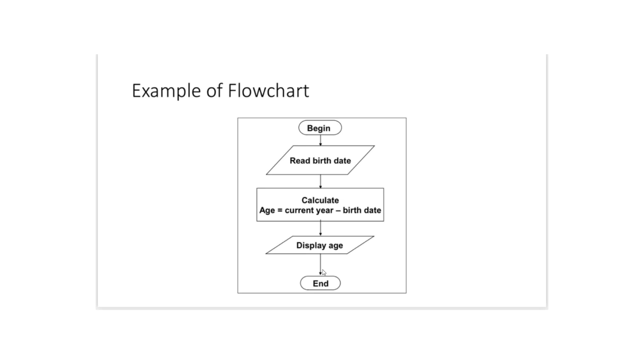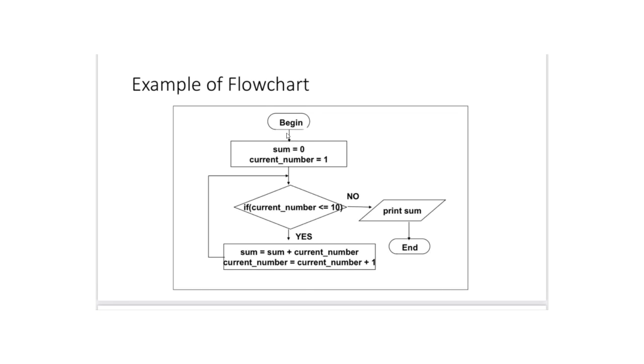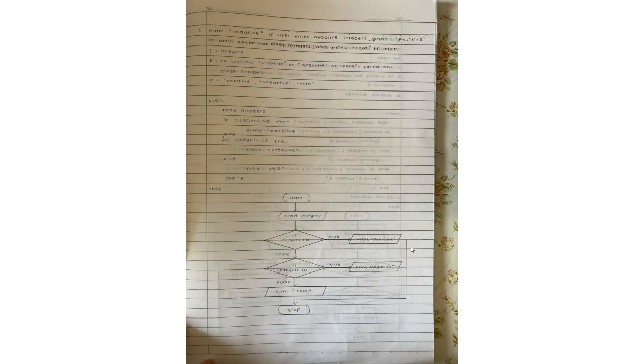So this is another example. Start off with a begin, and this is sum equals 0, current number equals 1. So they went to here, the decision symbol. If current number is less than 10 is no, then it will print sum. If it's not, it will keep adding based on the formula, which is sum equals sum plus current number, and current number equals current number plus 1. It loops until it prints sum.